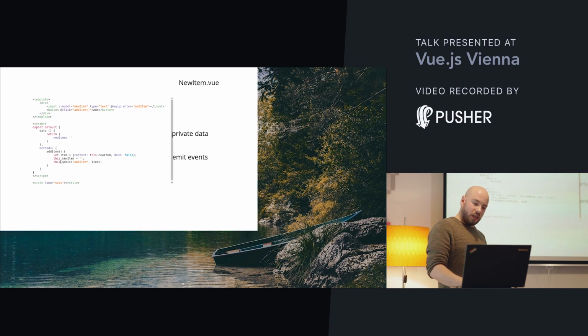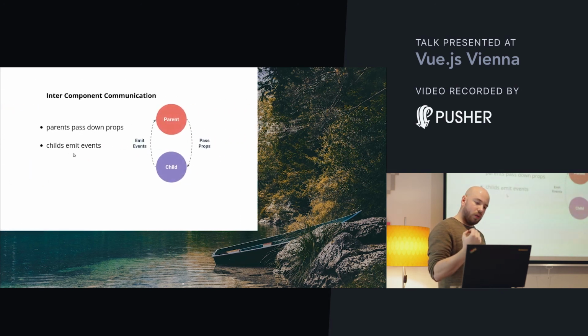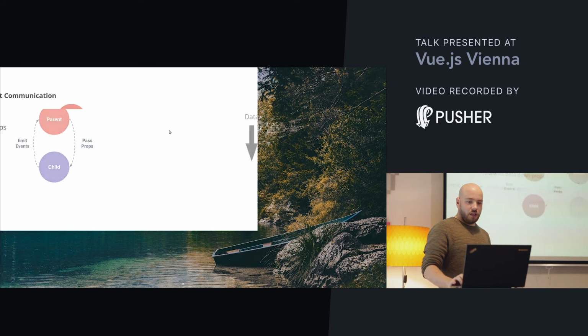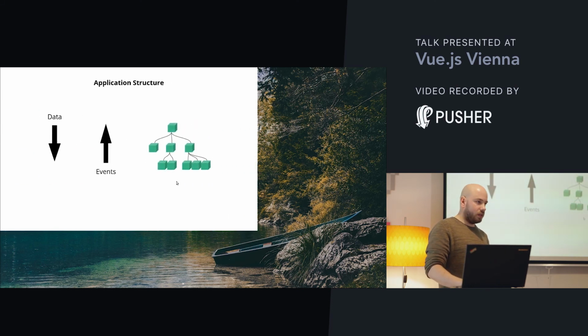And we emit events. We can emit custom events, like this add item event in this case, to tell the parent component that this event occurred. And this is how components communicate with each other in a component-based architecture. The parents pass down properties, and the children emit events. This is basically only from parent to direct child, but it works in the tree also. So data gets passed down, and events get emitted upwards.